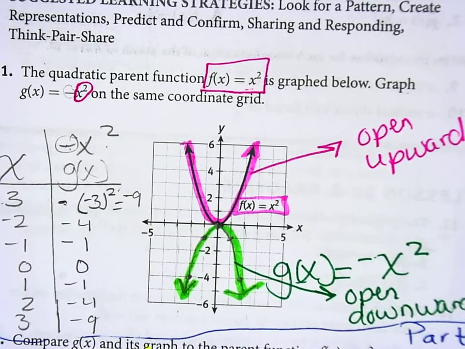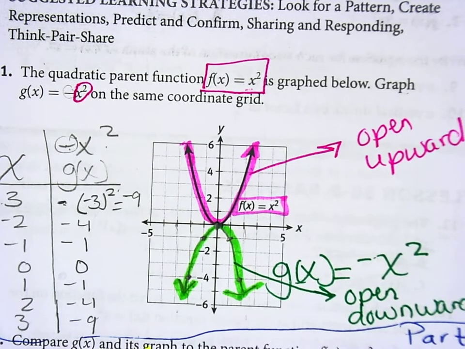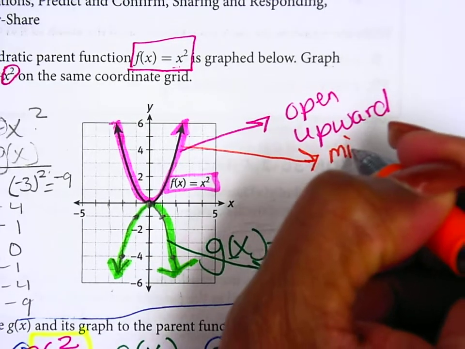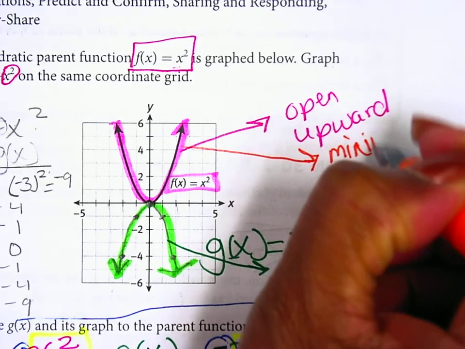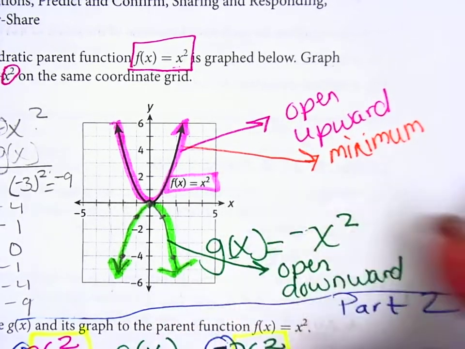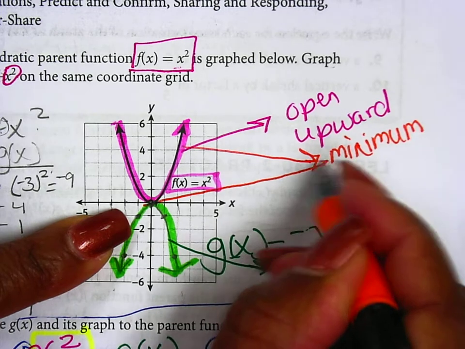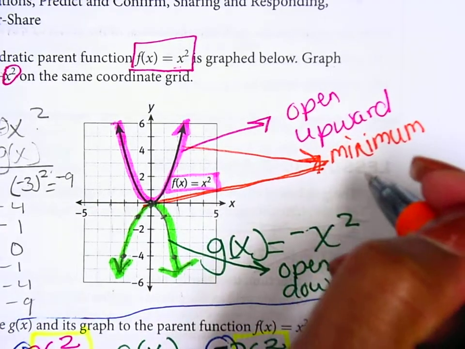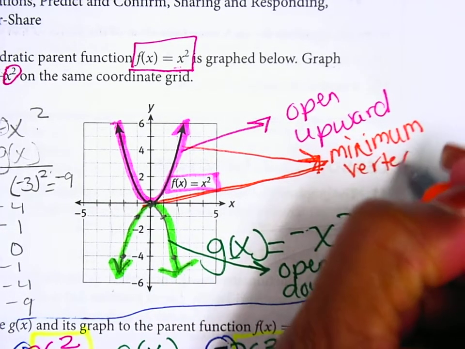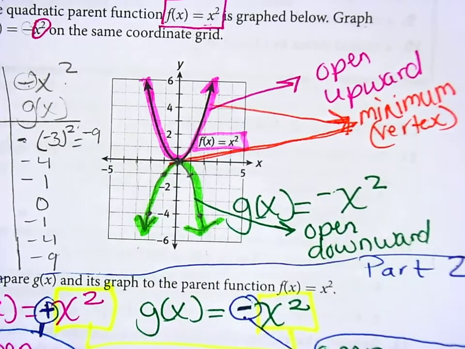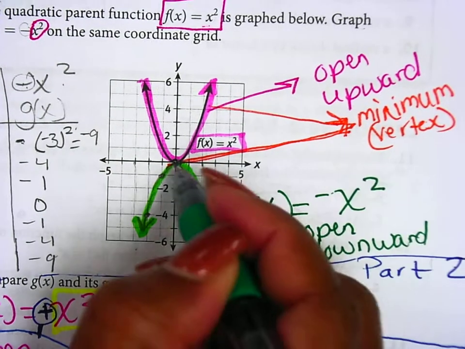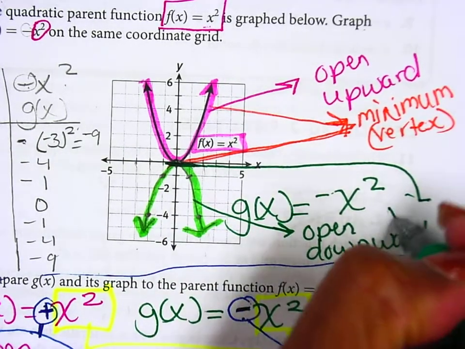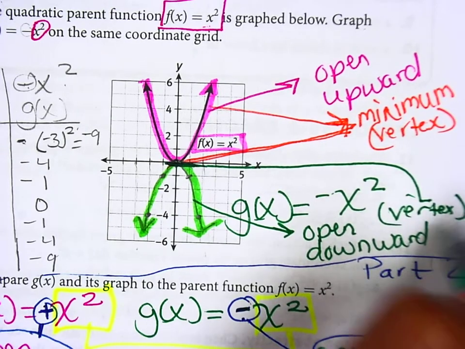When it's open upward, you will notice that it has a minimum value. The vertex is a minimum. So right here is a minimum. Your vertex is a minimum. Whereas when it's open downward, it has a maximum for the vertex. So here, the vertex is a maximum.